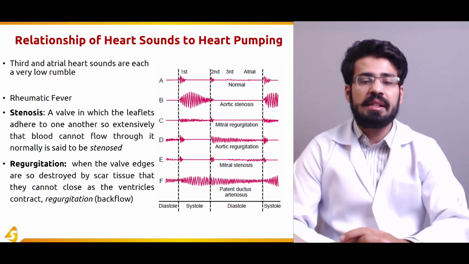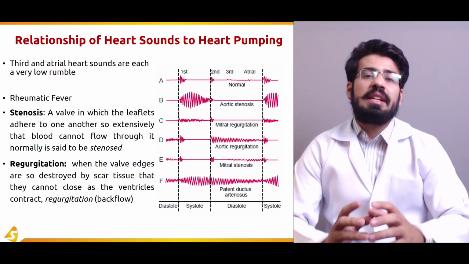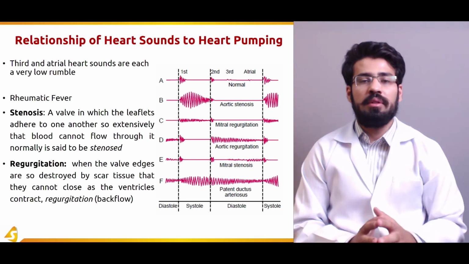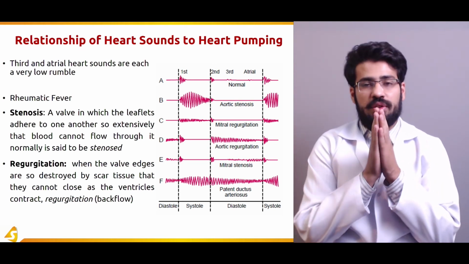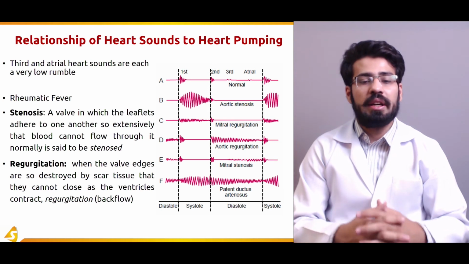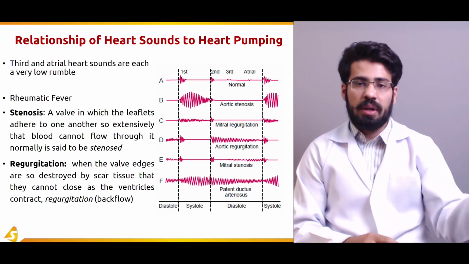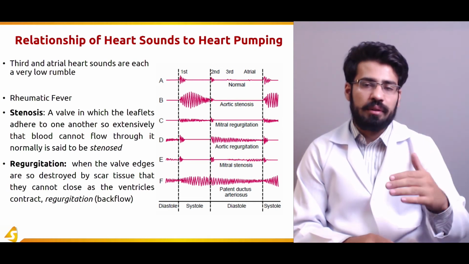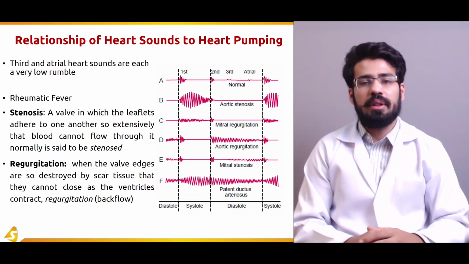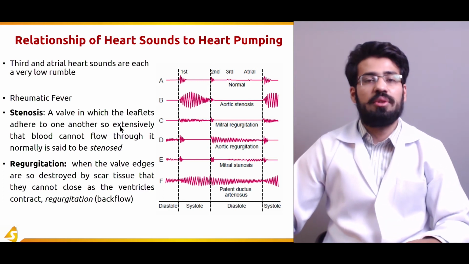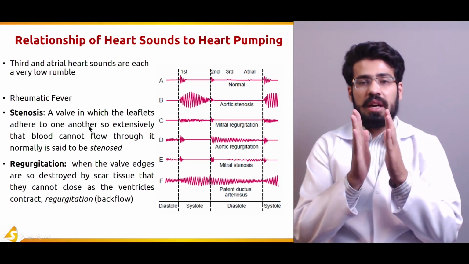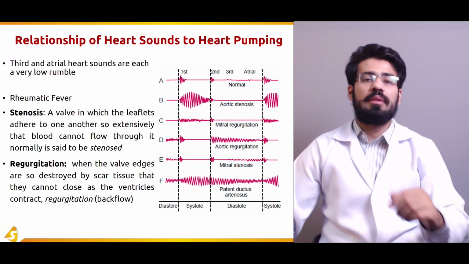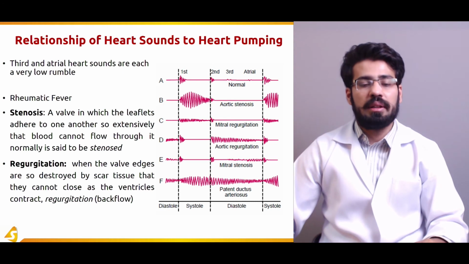To summarize, stenosis is the process in which the aortic valve or the mitral valve adhere to each other so much that they do not allow blood to pass from one compartment of the heart to the other, let's say from the atria to the ventricle and from the ventricle to the aorta. This phase is known as stenosis, where the valves are stuck or adhered together and do not allow blood flow from one compartment of the heart to the other.